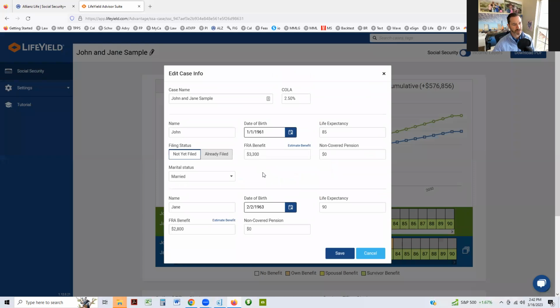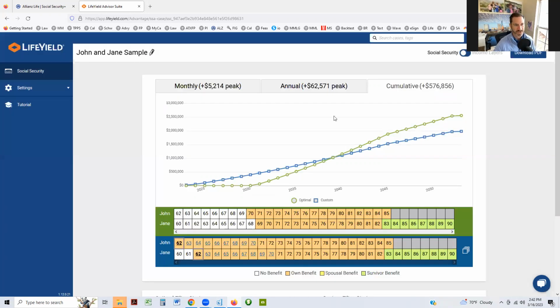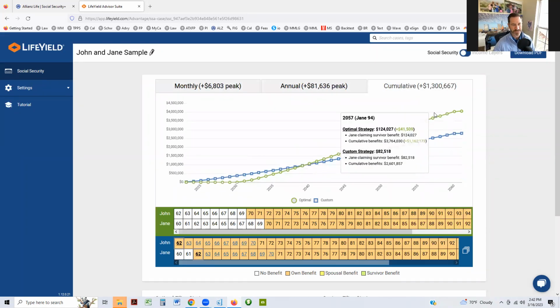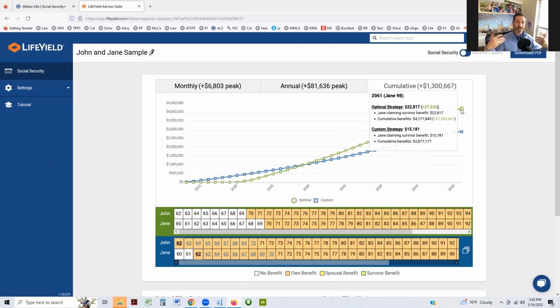Well, what if the benefit was actually smaller? Jane didn't work as much. John was higher. Let's say he's 3,600. And let's say John, we think will live to 95 because his dad did. And we think Jane will make it to 98 because her mom did. And then we play with those. So you're kind of seeing what's going on here. Well, now it actually shows that the cumulative benefits, if those variables play out, $1.3 million more for the optimal strategy. So you get the idea. Why have all this general information that is probably not incredibly useful to you in your specific and your unique situation?